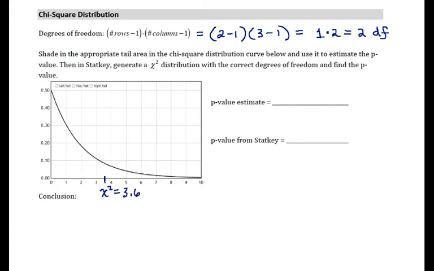And this is what our p-value will look like. It's this area of this tail here, to the right of 3.6. Now, when we're trying to estimate p-value, I recommend we always start with 10%. Is this more or less than 10%? I would definitely say this is more than 10%.